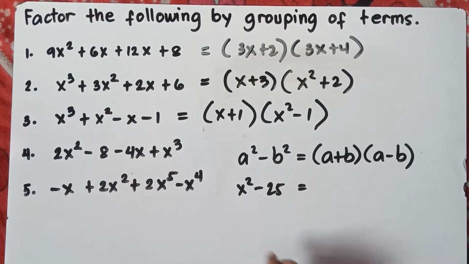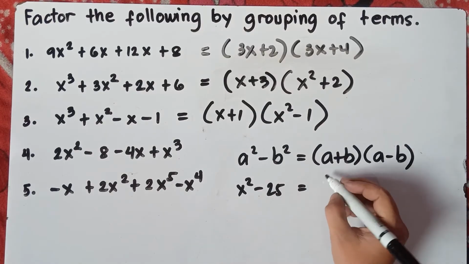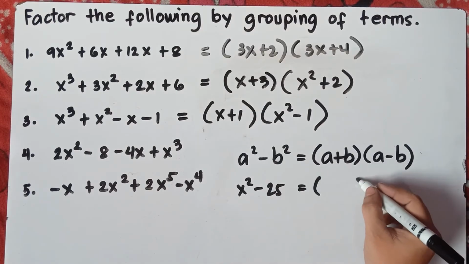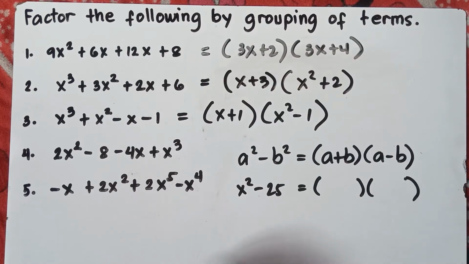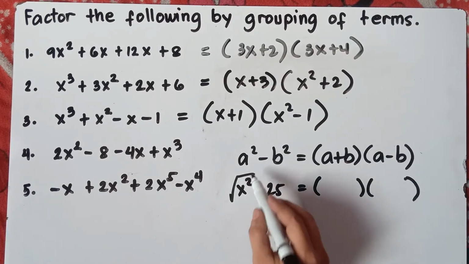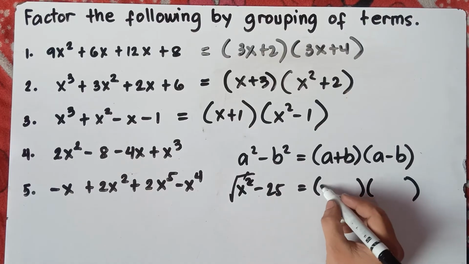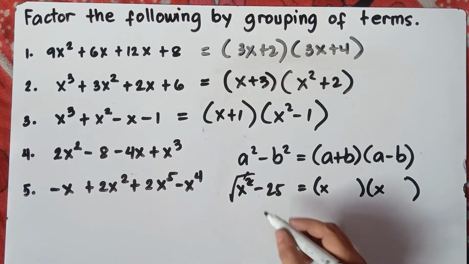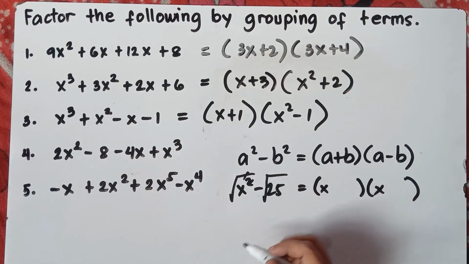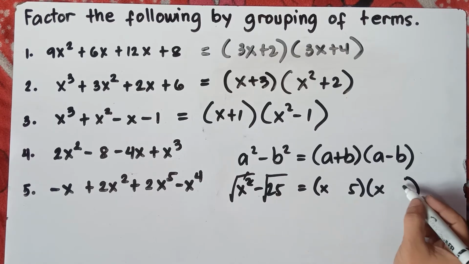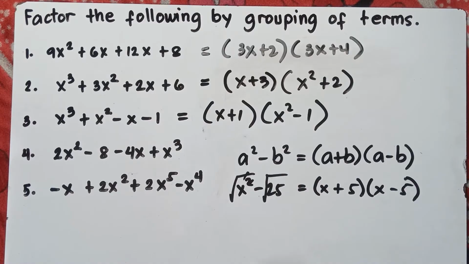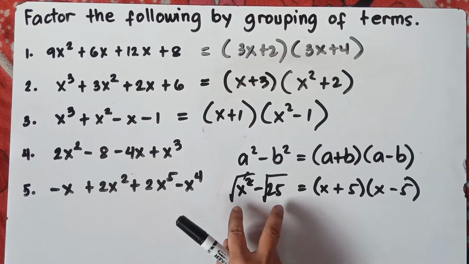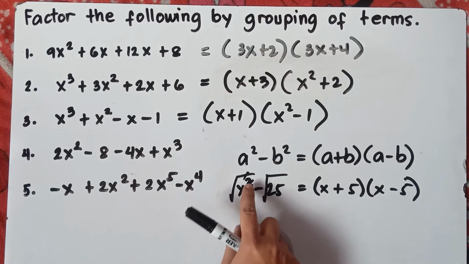To get the factor of x squared minus 25, you put two parentheses, then you get the square root of x squared. The square root of x squared is x, so you put x in both. Then you get the square root of the last term. The square root of 25 is 5. Put two 5s. Then you put positive, negative. Easy, right?